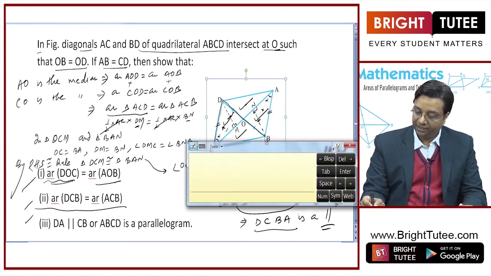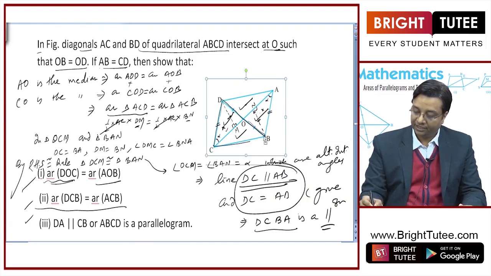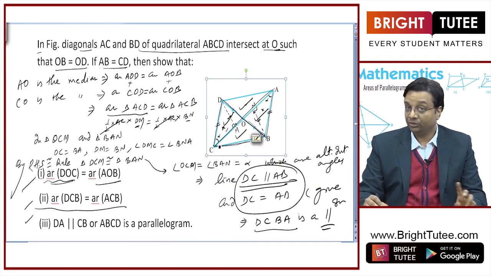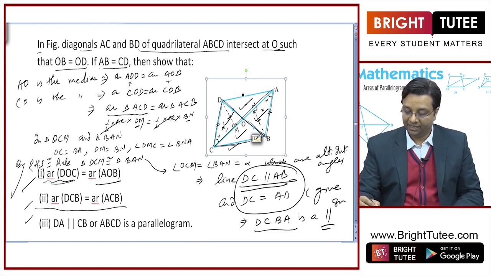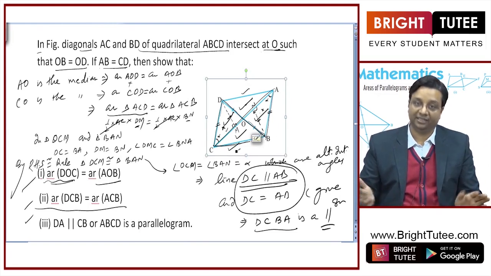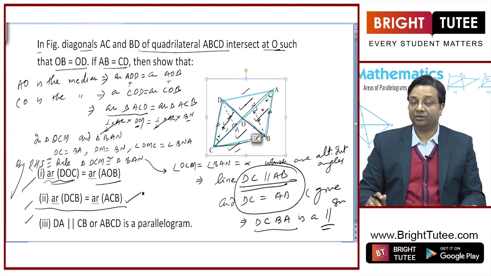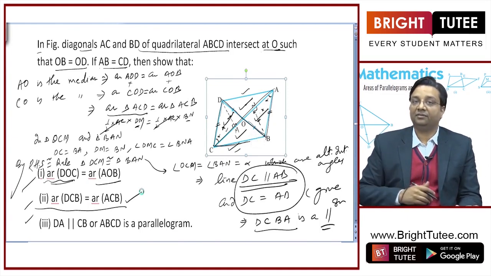See, DCB and ACB are two triangles on the same base BC and between parallel lines AD and BC. Hence their areas will be equal. So these are also very simple to prove. There is another way to prove it.